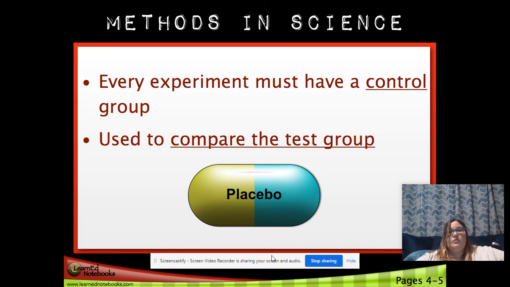And they have a control group. They use this to compare to the test group. Remember the placebo effect. It means one has to be left the same. One has to be the normal. So maybe the seeds didn't grow because it was a bad batch of seeds, but now you're saying in your results that water doesn't even help plants grow. Well, that's not true. It meant that the batch was bad. So you have a placebo. It's the one that stays the same.